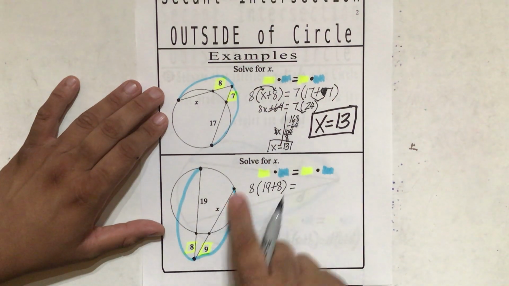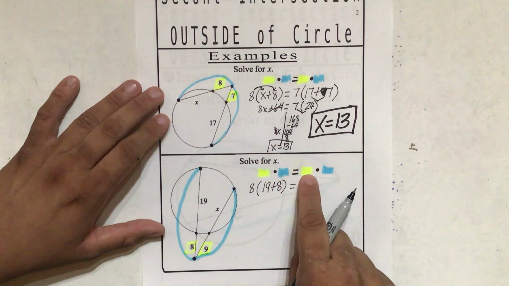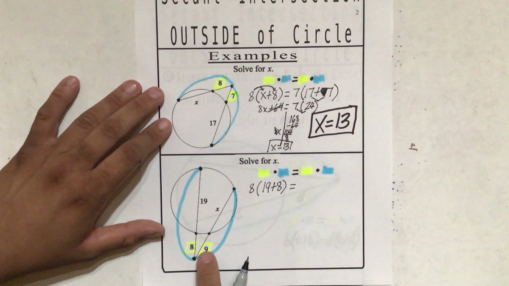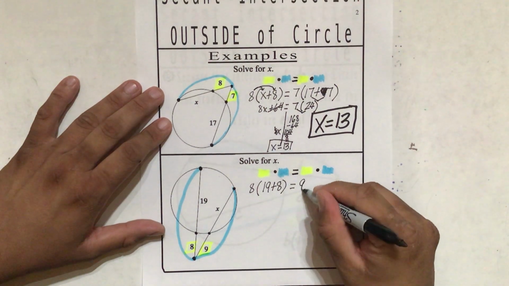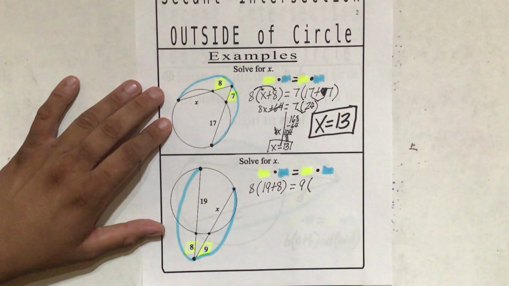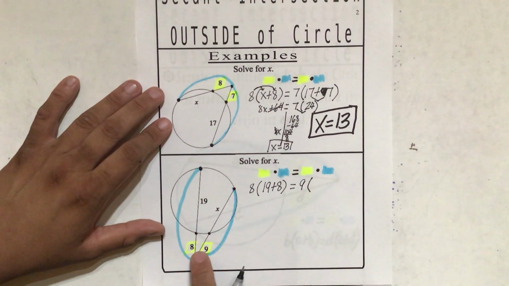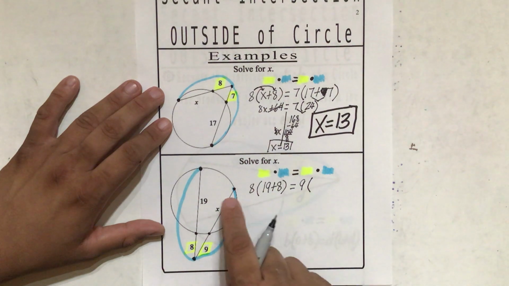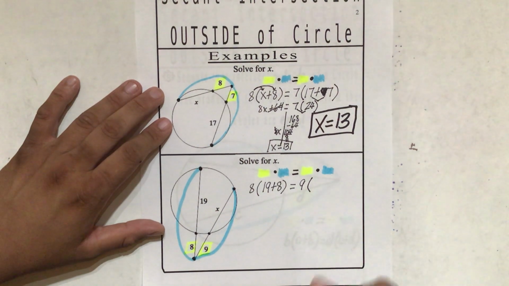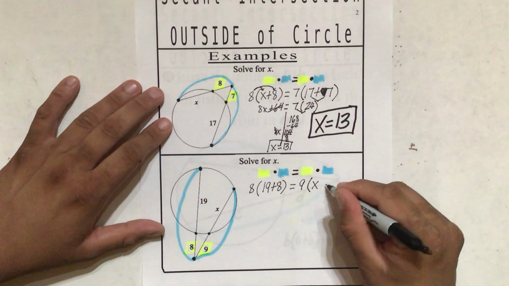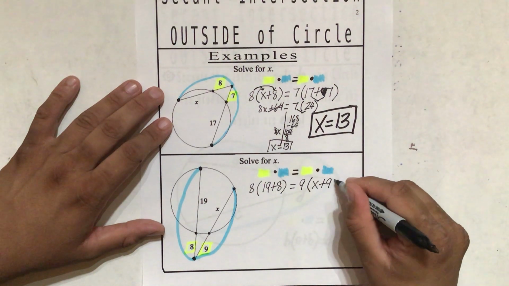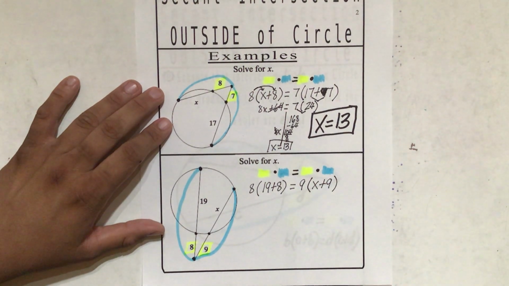Now let's do this one here. Yellow, what's the yellow on this one here? The outside, the part outside the circle is 9 times, I'll use a parentheses, the blue, the whole thing. Well, what makes up the whole thing? X and 9 make up the whole thing. So I'm going to say x plus 9 makes up the whole thing.